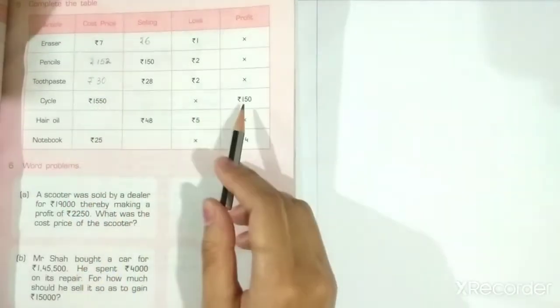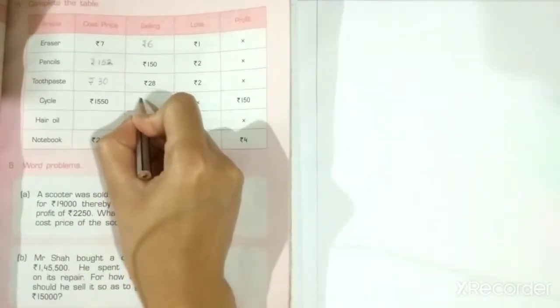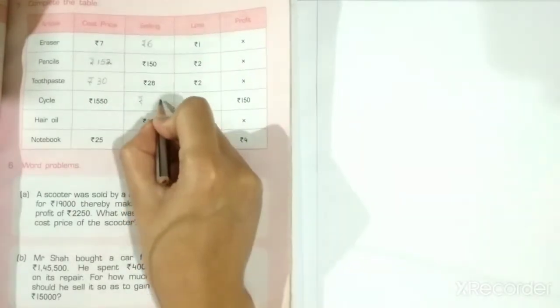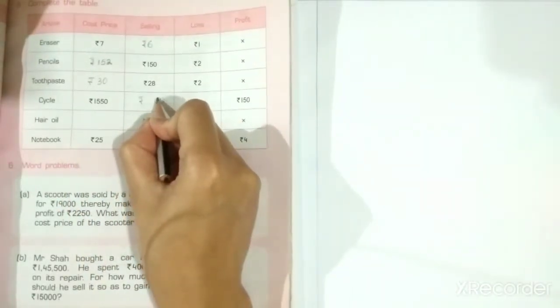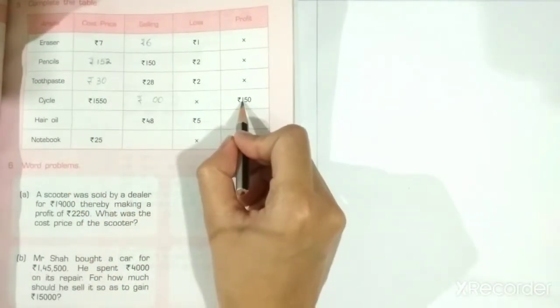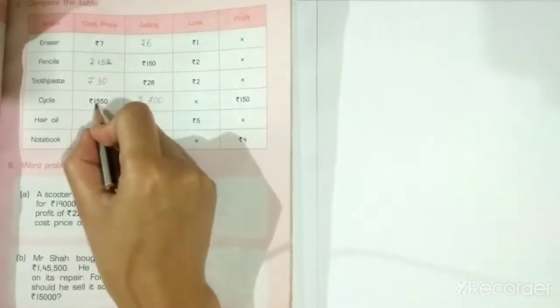Cost price plus profit is the selling price, so 1,550 plus 150. 0 plus 0 is 0. 5 plus 5 is 10. Carry forward 1. 5 plus 1 is 6. With the carry forward 1, it becomes 7. And 1.